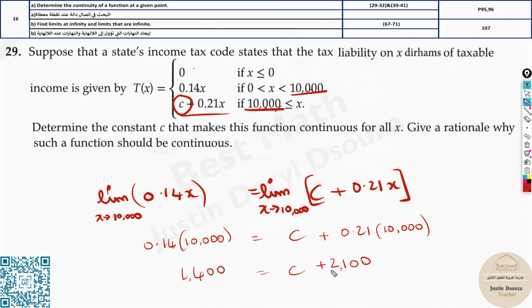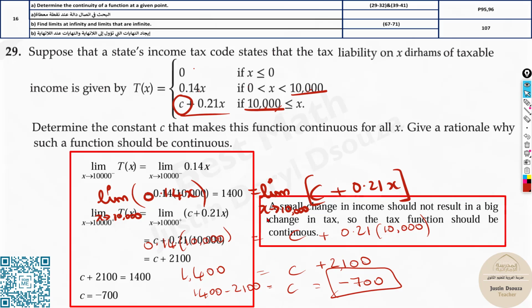Now you need to find the C value. So what you do is take this to the other side. It's going to be 1,400 minus 2,100. That will be C, or the C value is negative 700. So that's the C value, the constant value. So this is what they asked us to solve. Now that's it. C is negative 700.